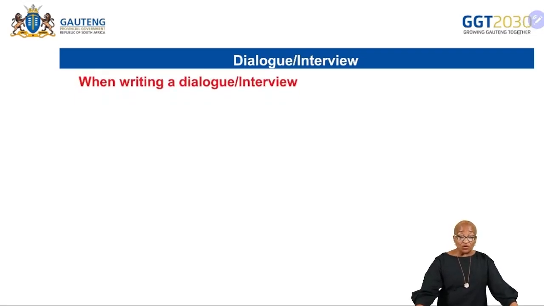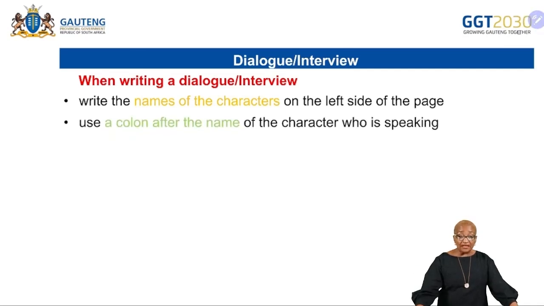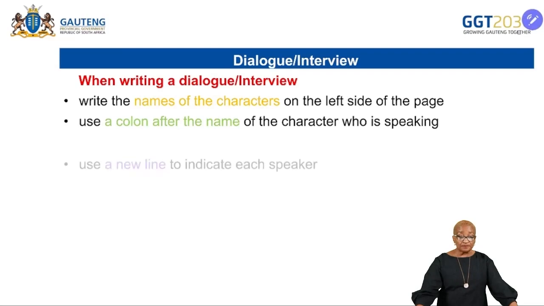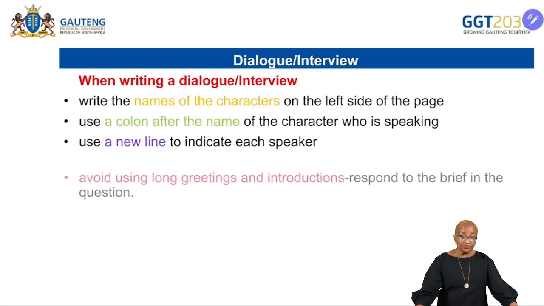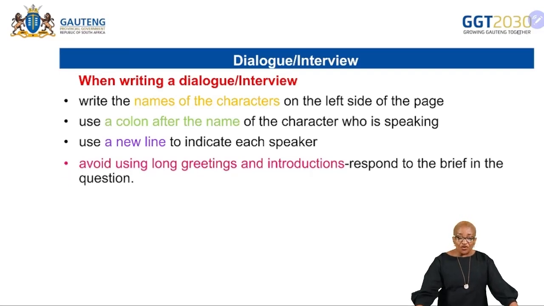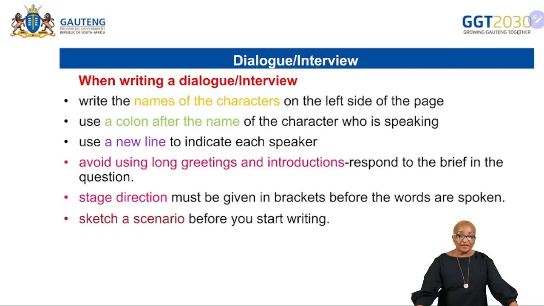So when writing a dialogue or an interview, you need to write the names of the characters on the left side of the page. Use a colon after the name of the character who is speaking. Use a new line to indicate each speaker. Avoid using long greetings and introductions. Respond to the brief in the question. Stage direction must be given in brackets before the words are spoken. Sketch a scenario before you start writing.